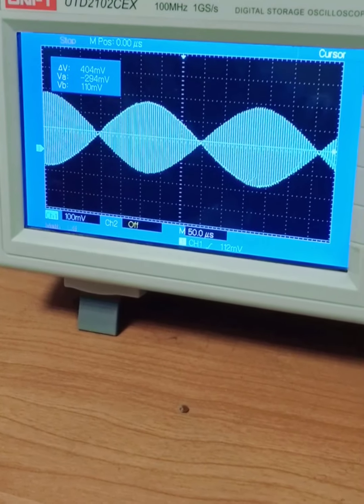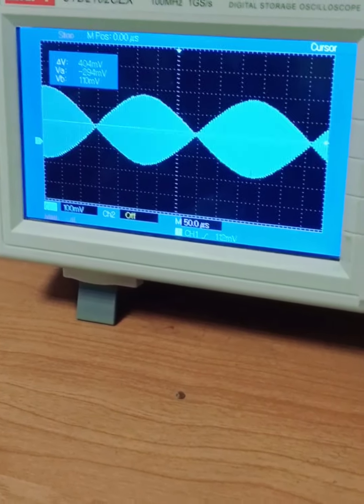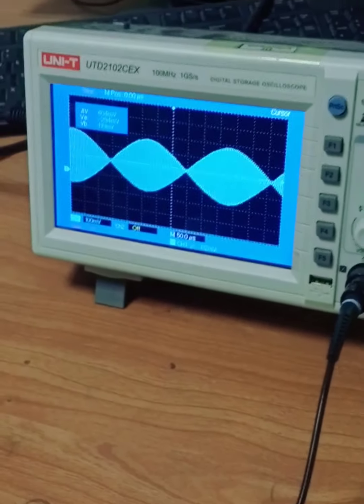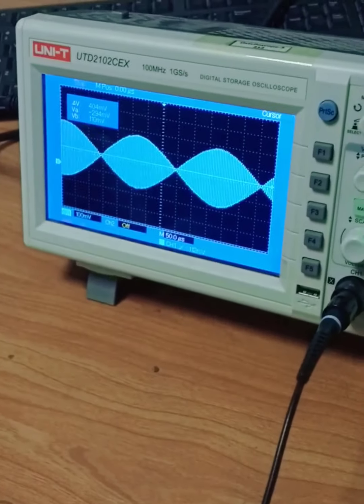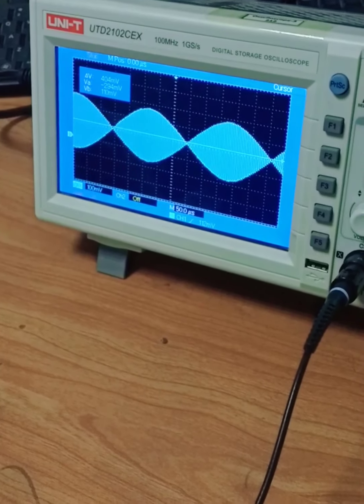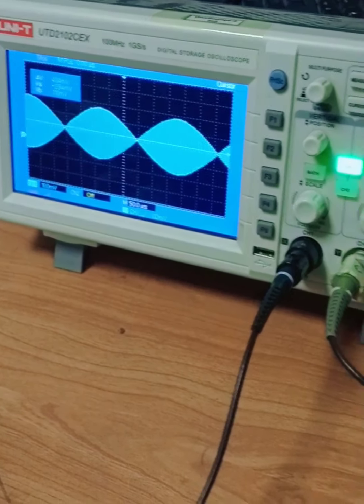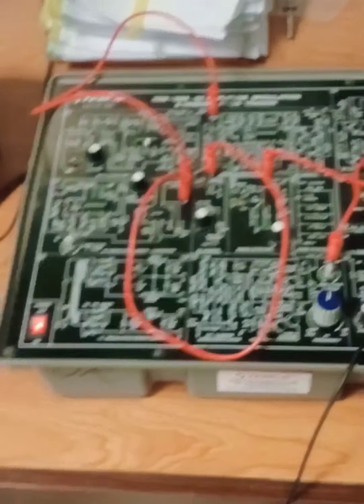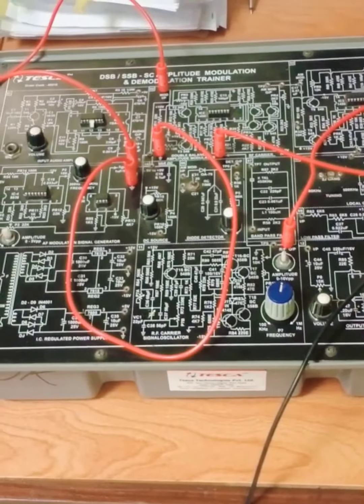Using the cursor function, we can also measure the time and frequency of our amplitude modulated signal. So this is all about lab number 1, amplitude modulation demonstration. Also we have to perform the amplitude demodulation in this lab. So we are now moving toward the amplitude demodulation.